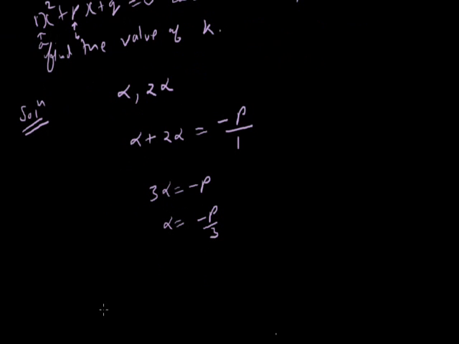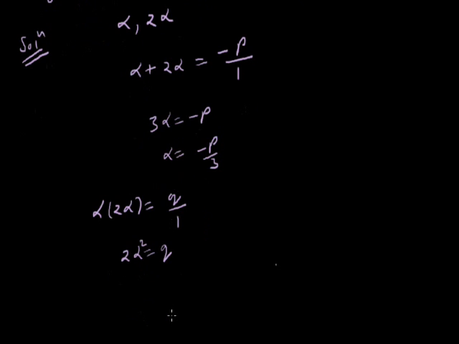Now we know that the product of zeros, that is alpha into beta, is equal to c upon a. So what is the value of c? It is the constant term, c upon a, q upon a, where a is 1. So alpha into 2 alpha, that is 2 alpha square, is equal to q. So the value of alpha square is equal to q by 2. Let's say this is equation number 1.